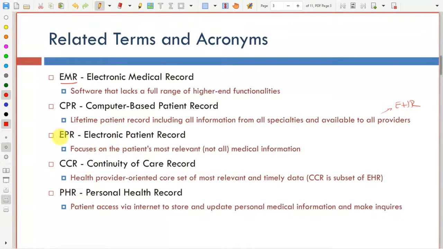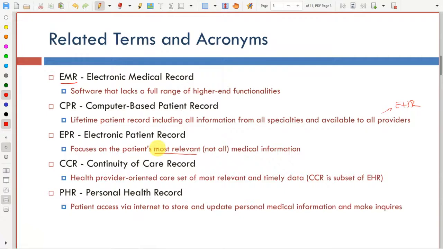Okay, let's continue. We have another terminology called EPR, electronic patient record. Sometimes they use this as a more limited version of EHR, where you have only the most relevant information. Relevance depends on the kind of condition that the patient has, and this is kind of a vague terminology, and usually you don't really pick and choose from the patient information. You should have all the information and let the doctor decide which is relevant and which is not.